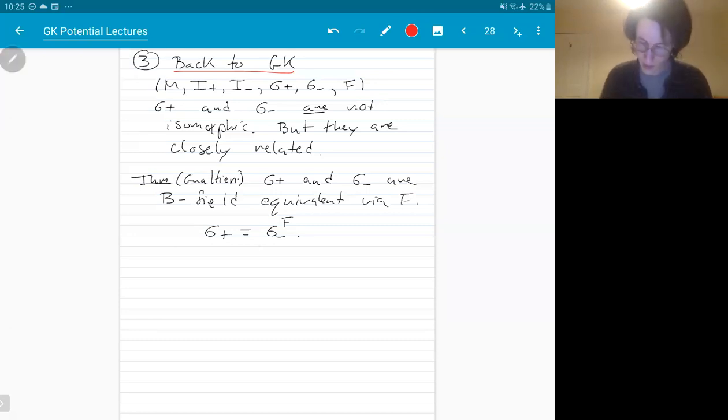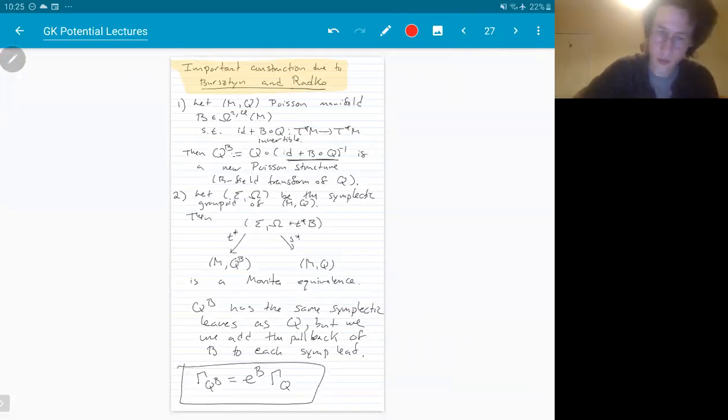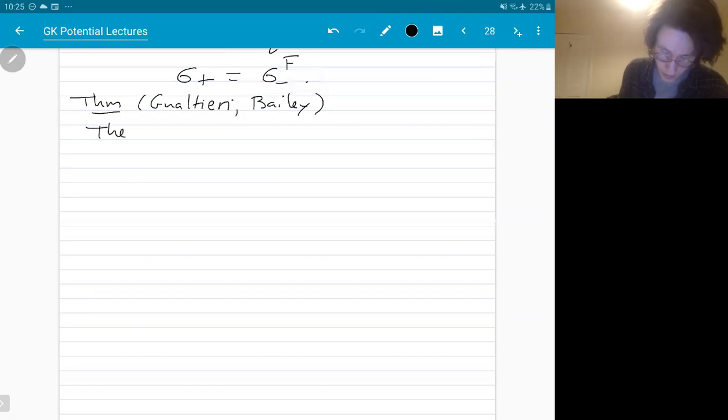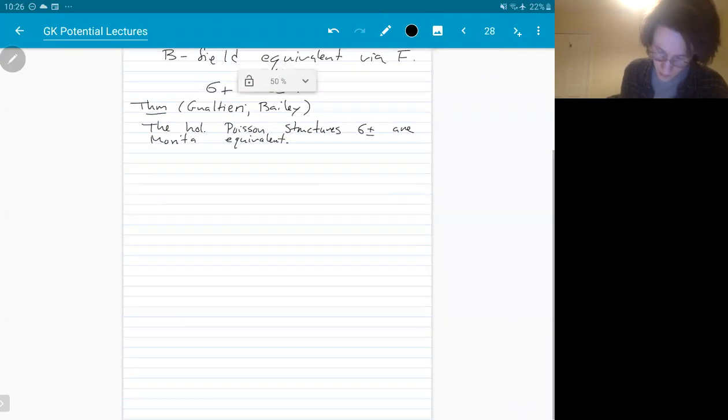Okay, so because of this, you can basically run the Burstyn-Radko construction and get a Morita equivalence. This was done in a paper of Marco and Mike Bailey, which says that the holomorphic Poisson structures, sigma plus and minus, are Morita equivalent. And the construction is the Burstyn-Radko construction.